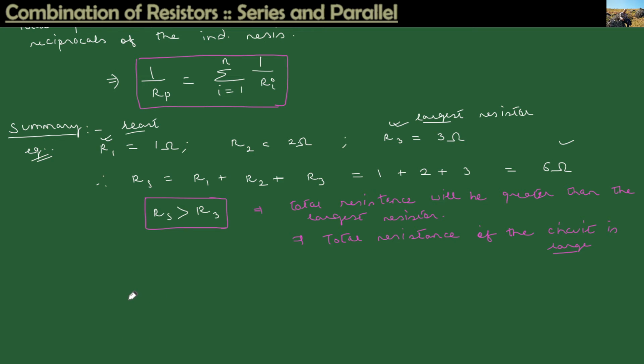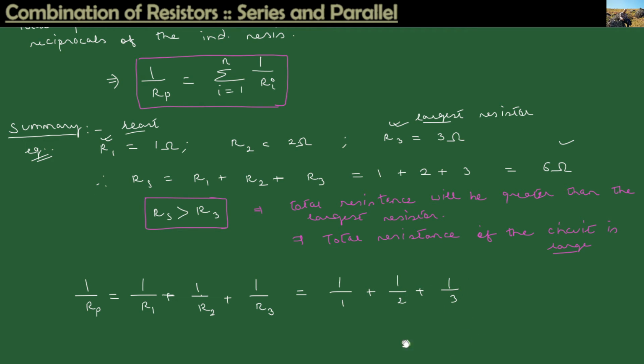Now, what happens if these three resistors are connected in parallel? The expression for the parallel combination is 1 by Rp equals 1 by R1 plus 1 divided by R2 plus 1 divided by R3. Then we substitute accordingly: in place of R1 it is 1 ohm, in place of R2 it is 2 ohms, and in place of R3 it is 3 ohms.